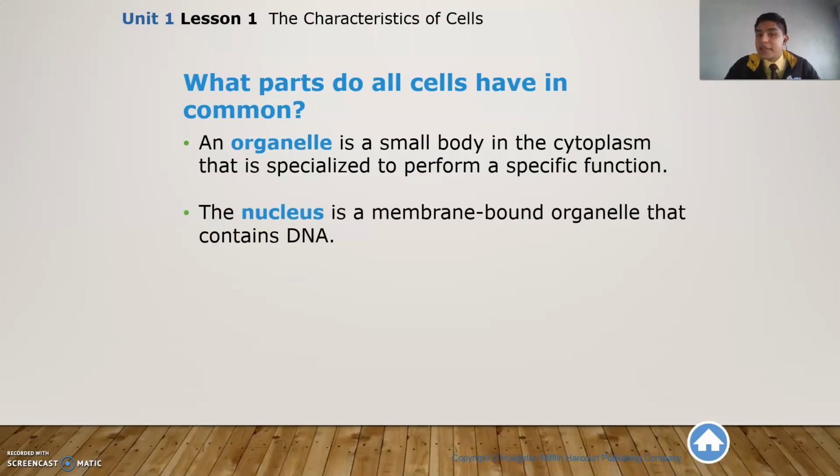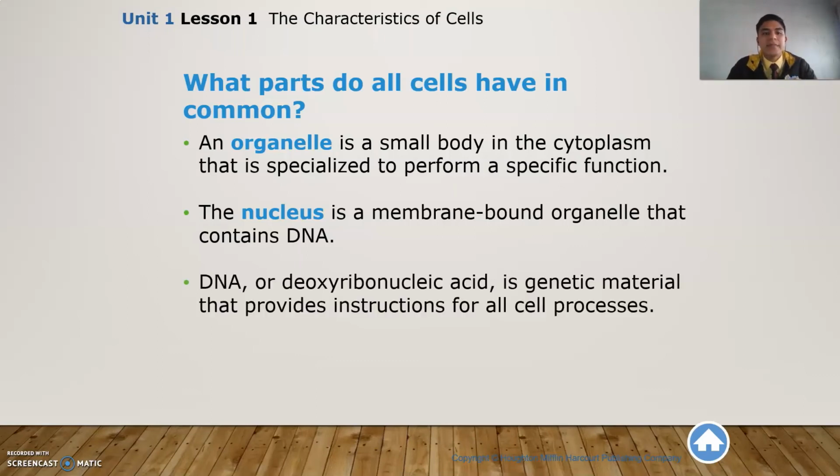We have the nucleus, which is a membrane-bound organelle that contains DNA. The nucleus is extremely important, and a lot of people say that the nucleus is like our brain because it controls the functions of the cells around. It tells the cell how to act. So DNA, or deoxyribonucleic acid, is genetic material that provides instructions for all cell processes.